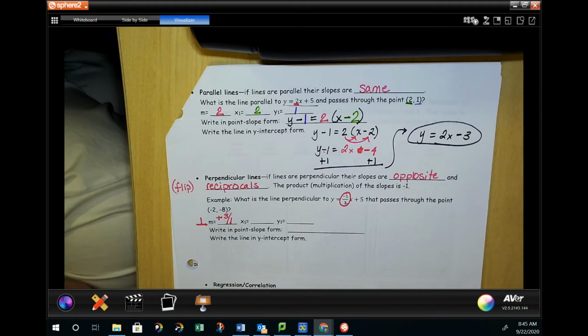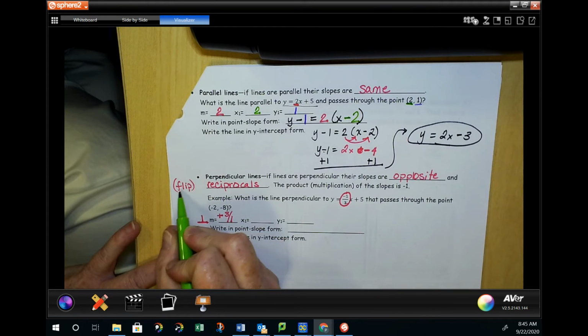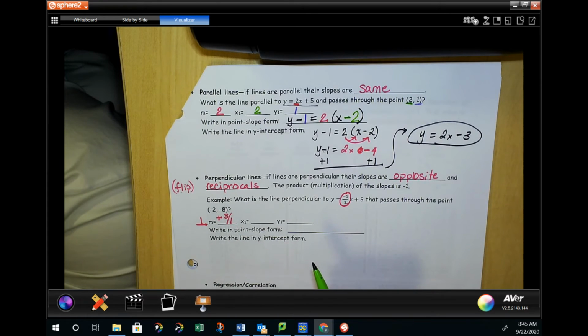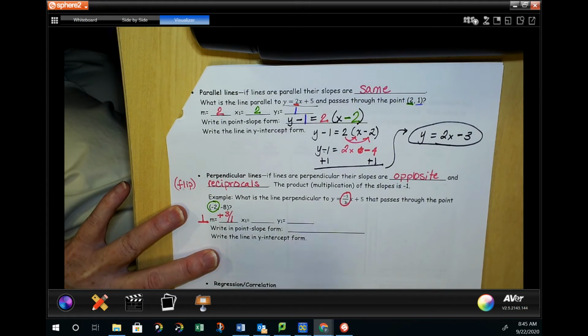Okay, the next one is going to be perpendicular lines. If lines are perpendicular, we know their slopes are going to be opposite sign and the reciprocal. That means you're going to flip the fraction. So we got this, negative 1/3, and a perpendicular slope means I have to make it the opposite sign, so it's positive. And then I just flip that fraction. The 3 that was on top goes on the bottom, so that's basically just 3. But then it's going to pass through this point, negative 2, negative 8.